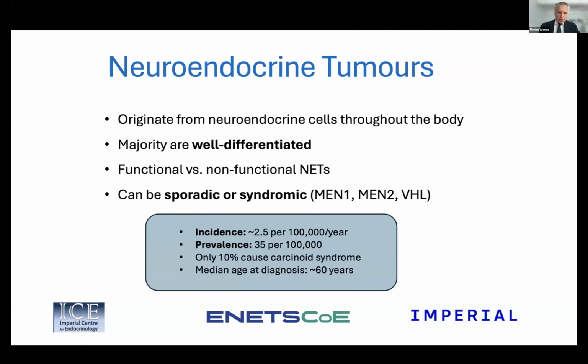They are rare, and only 10% of neuroendocrine tumors cause carcinoid syndrome. They are often asymptomatic until they have metastasized and are in advanced stage, and the median age of diagnosis is around 60 years.